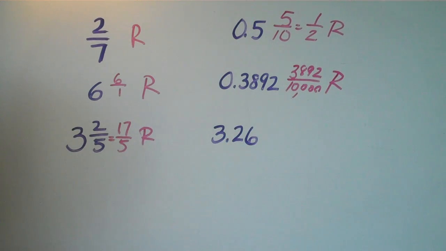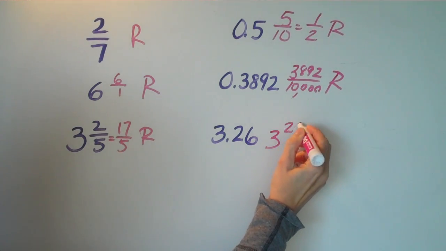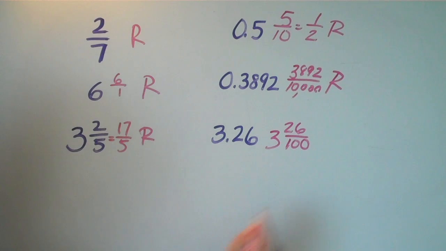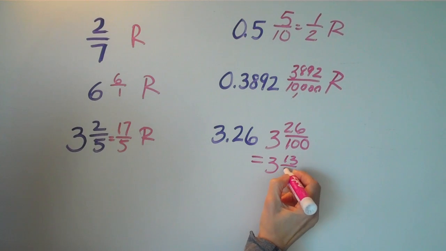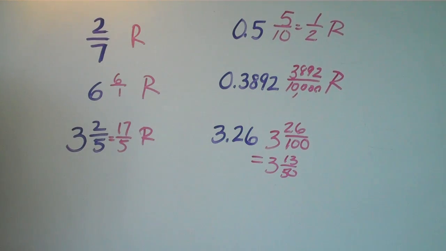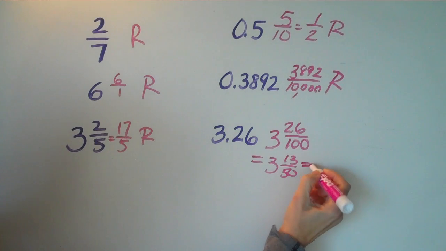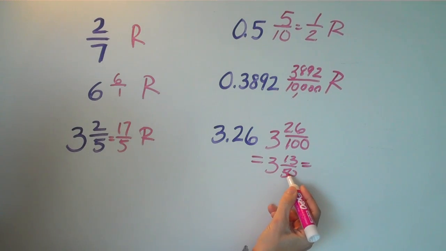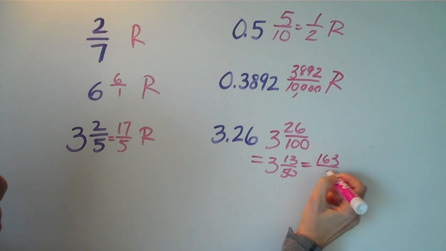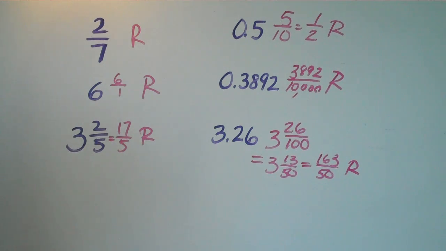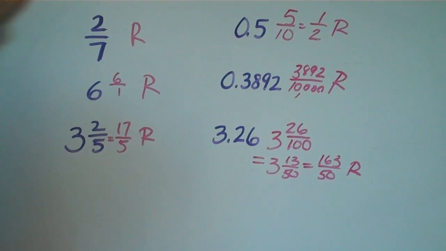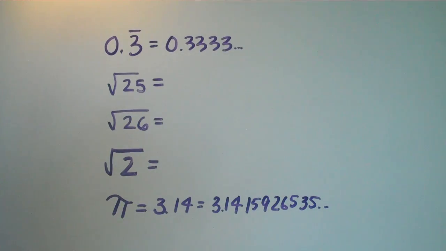We can also make this into a fraction, can't we? It would be 3 26 hundredths, right? We can simplify that. 3 13 over 50. And if we did the math there, we can also make it an improper fraction, which would be 163 over 50, which again is another rational. So all of these are examples of rational numbers. They can all be made into fractions, and let's look at a few more examples.